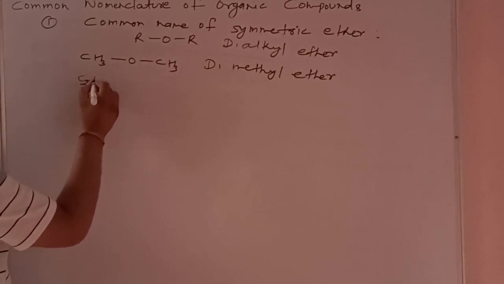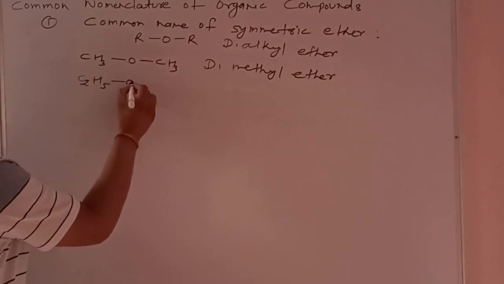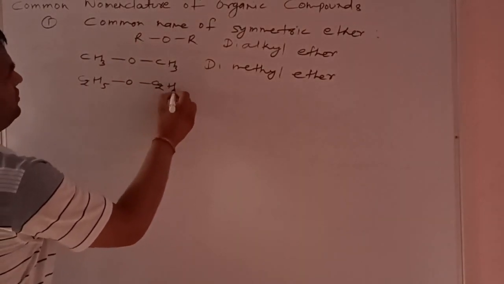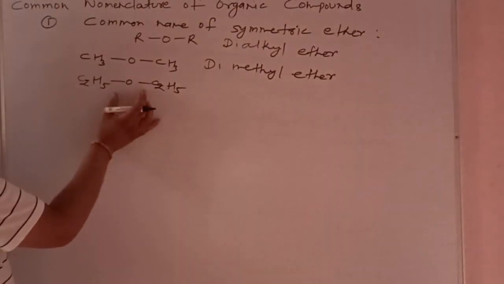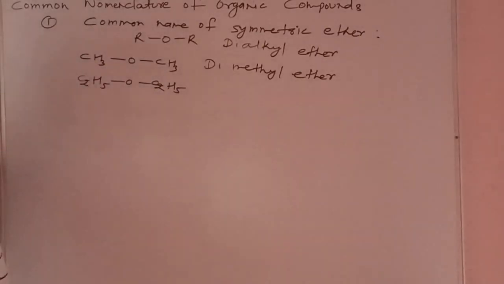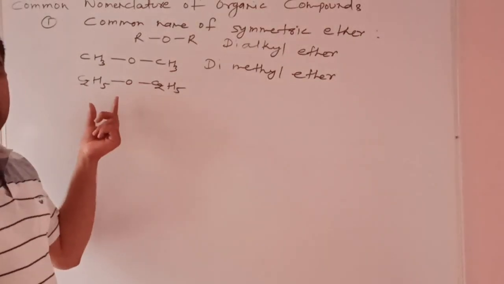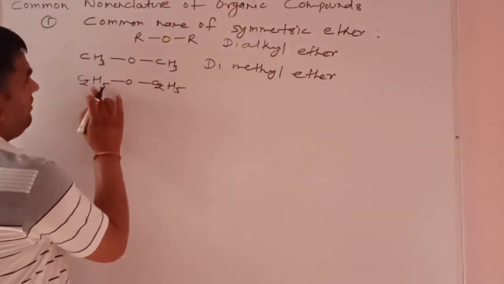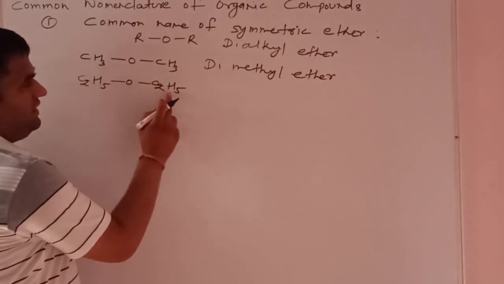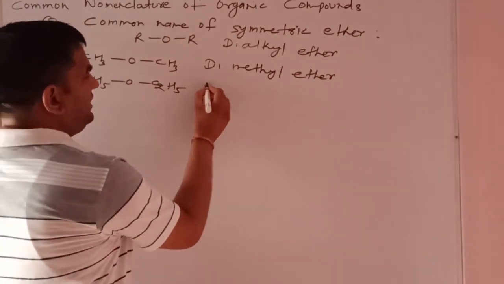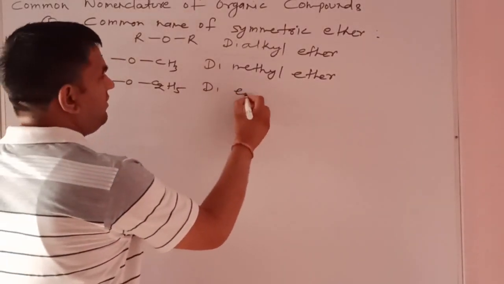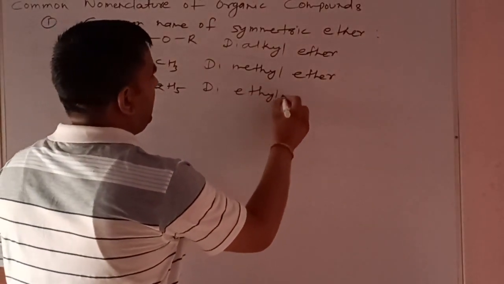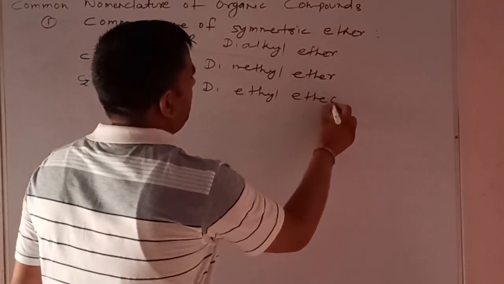Second example is C2H5OC2H5. In this symmetric ether both alkyl groups are the same and it is ethyl. C2H5 is ethyl, C2H5 is also ethyl. So the common name of this ether is diethyl ether.